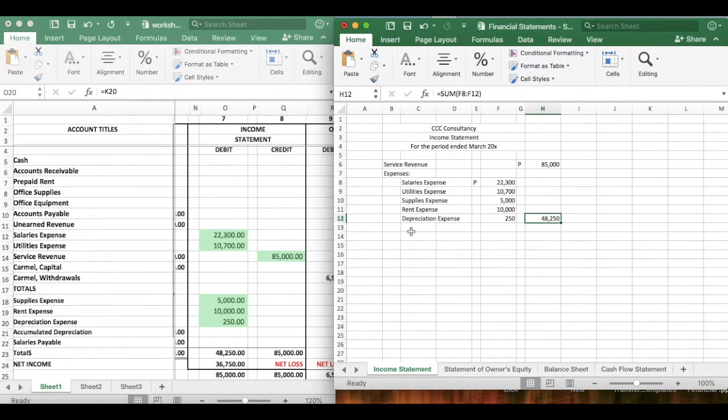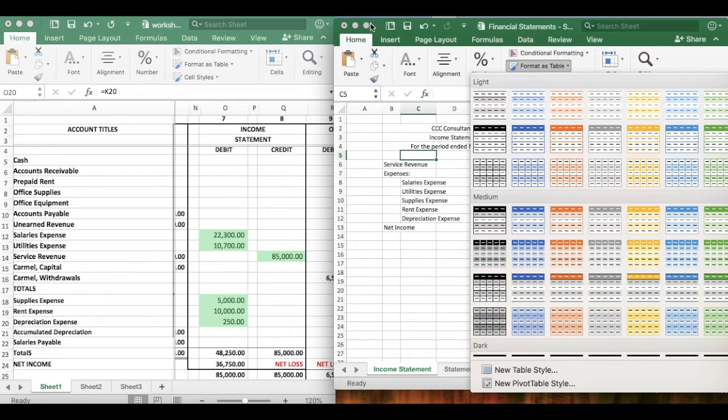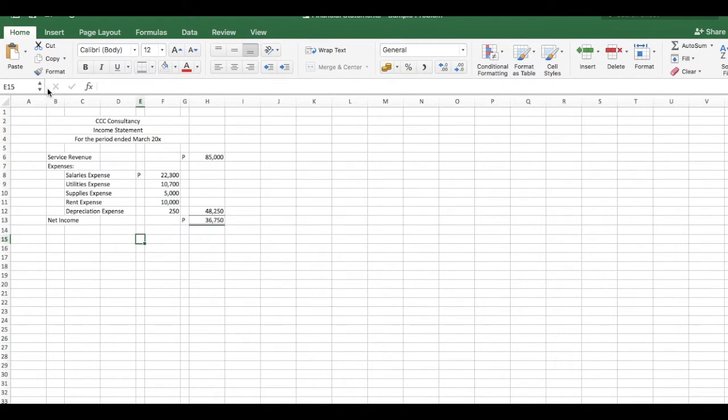The total expenses would be at 48,250. So we deduct it, that would give you your net income. So 85,000 minus 48,250. Okay, that would give you your total net income of 36,750, which is actually the same as that of your worksheet. Okay, so we double rule. Do not forget to double rule the final answer there.